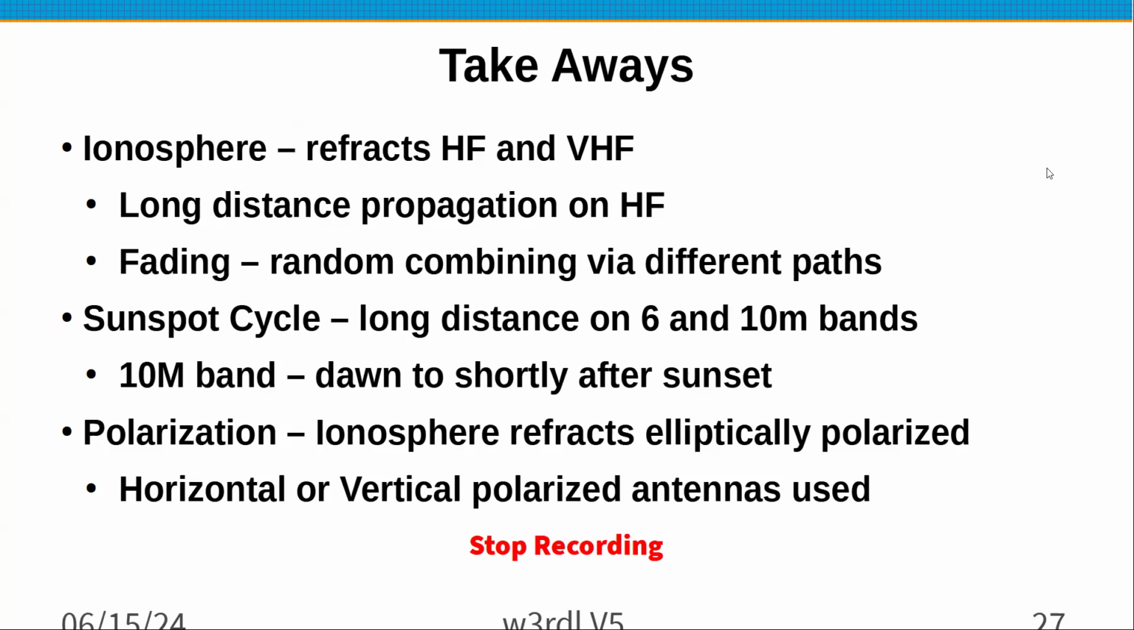Sunspot cycles basically are what allow long distance communications or propagation on the 6 and 10 meter bands. When the sunspot cycle is high, you get a lot of sunspot activity. And the 10 meter band is best during the day, dawn to shortly after sunset, when the sunspot cycle is high. So the 10 meter band won't be worth a damn here in 5-6 years. Slipping off another 3 or 4, and then 5 or 6 years, it'll be almost nothing.